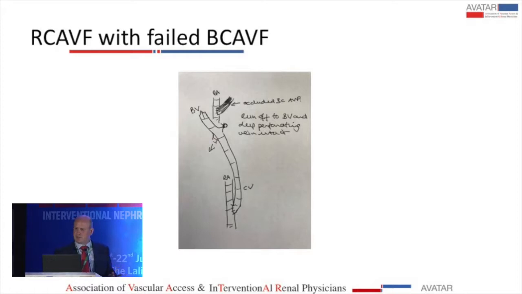It's difficult to explain to the patient, I'm going to make you a fistula, it might work, it might not. Or here's a winner. Would you like this one? It'll pretty much definitely work. And many patients will opt for that, and it's attractive for the surgeon as well. But when that fails, it can be possible to come back down the arm.